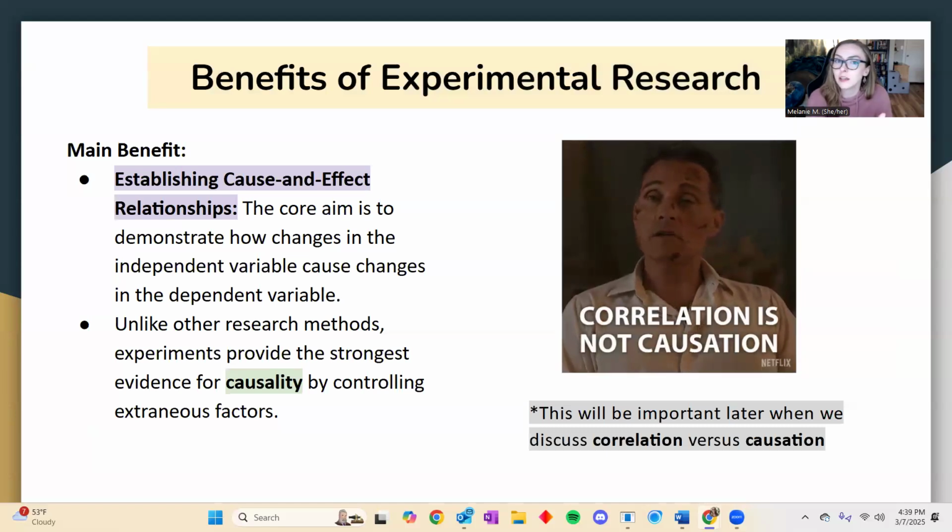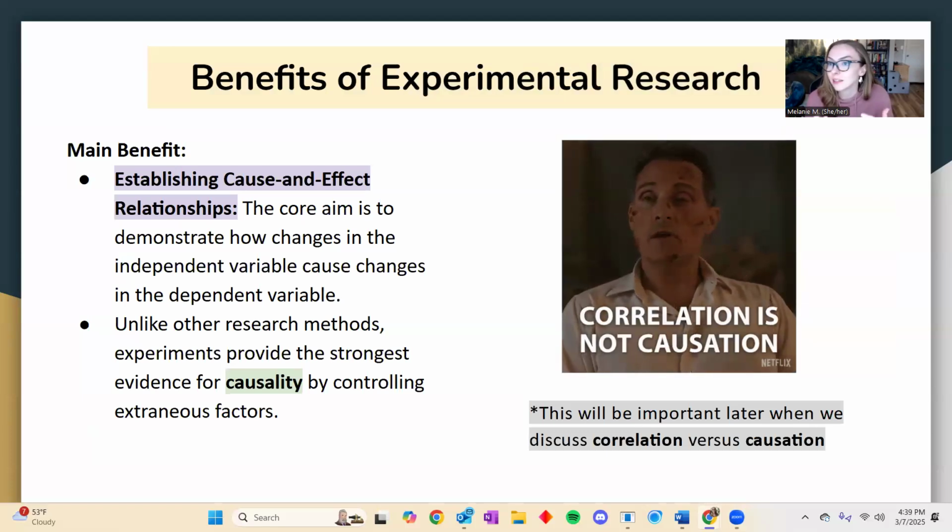All other types can't prove cause and effect. They can only prove what is. They can describe a scenario, but you can't actually say one thing results in the other. I will harp on this in much greater detail when we talk about correlational research a little bit later in the semester, but the crux of it is that correlation does not equal causation. Just because two things are happening at the same time or co-occurring does not mean that one causes the other.